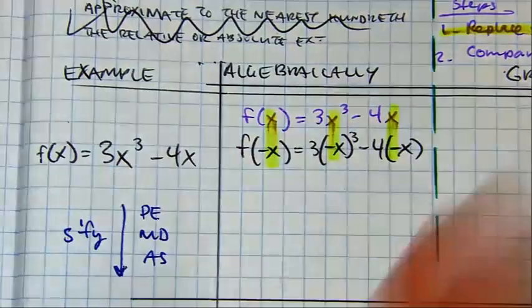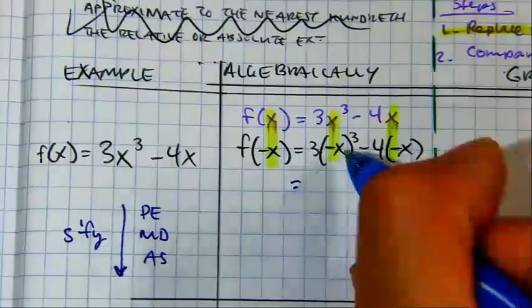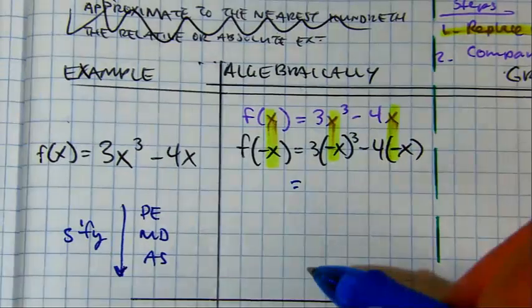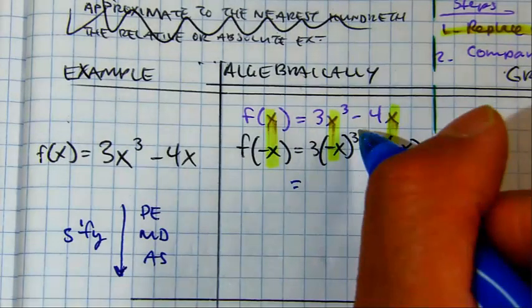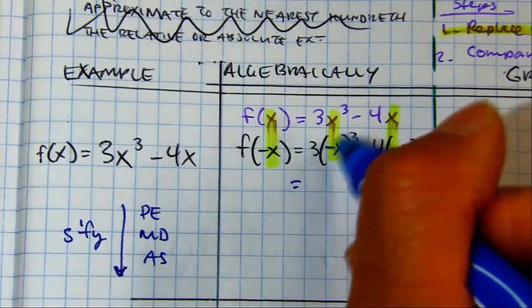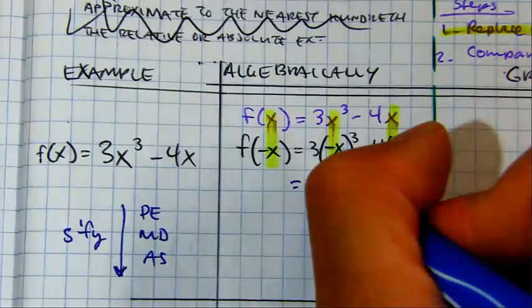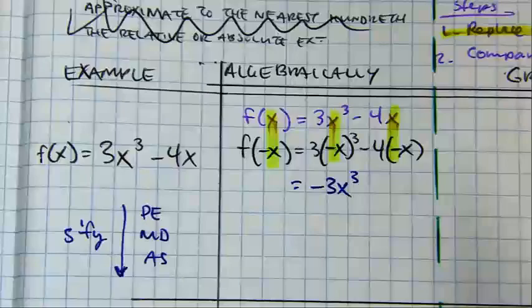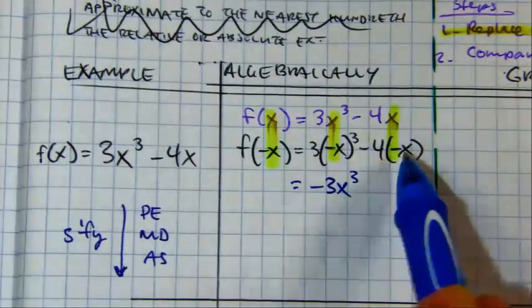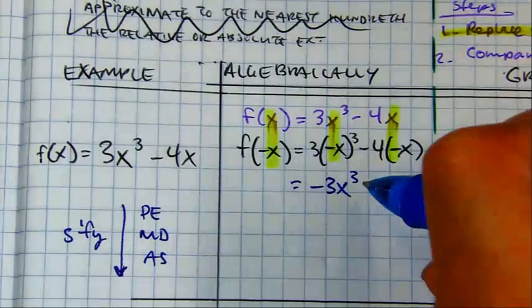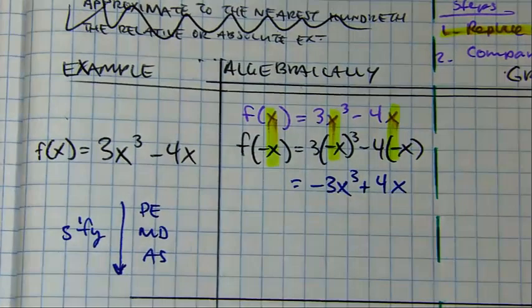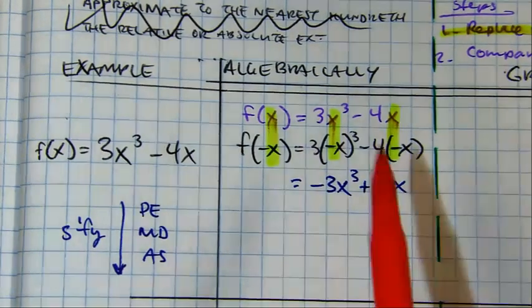We are simplifying. So negative x times negative x times negative x is negative x cubed. And negative x cubed times positive 3 is negative 3x cubed. Negative times negative? Positive 4x. Okay, we're not done yet.